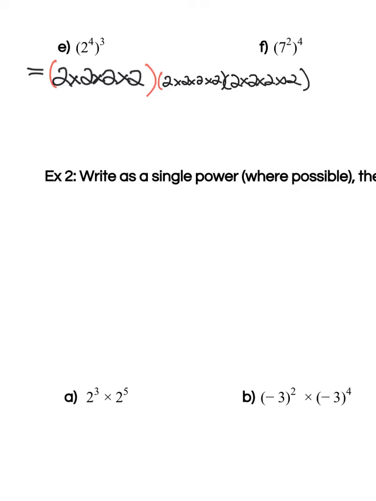Now we're going to count how many 2's I have altogether. We're going to have 1, 2, 3, 4, 5, 6, 7, 8, 9, 10, 11, 12. So I have 2 to the power of 12.